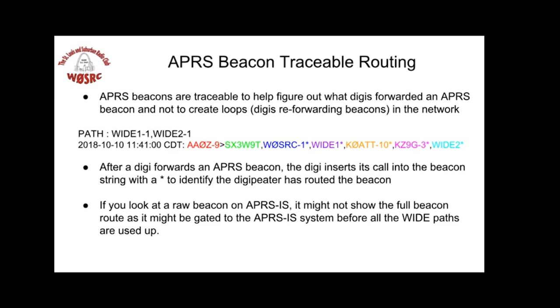One of the things that is goofy is if you look at the raw beacons on APRS.IS, you'll see that it might not show the full route of your beacon. That only means that it got onto the internet, it got routed to the internet before it got forwarded out completely and got back to wide 2.0. So if you're looking on the internet and going, why did my packet only get digipeated one time? Well, that's probably not the case.